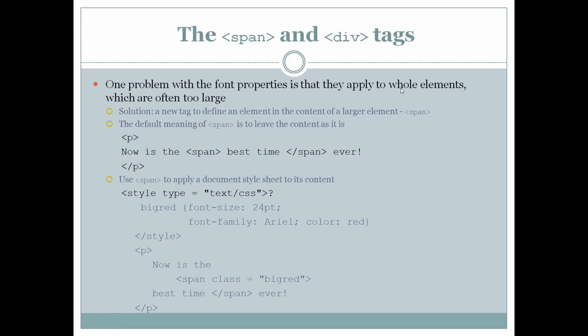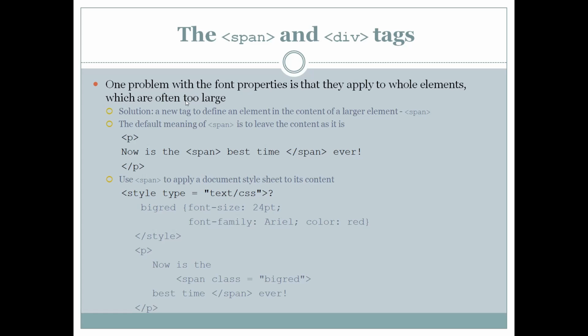We have seen that whenever we apply styles, they are applied to the complete content of an element, not to part of the content. So that is the problem. One problem with the font properties is that they apply to whole elements, which are often too large. So we declared some paragraph elements, which are often too large, and if we try to apply something, it will be applied to the complete element, not to part of an element.